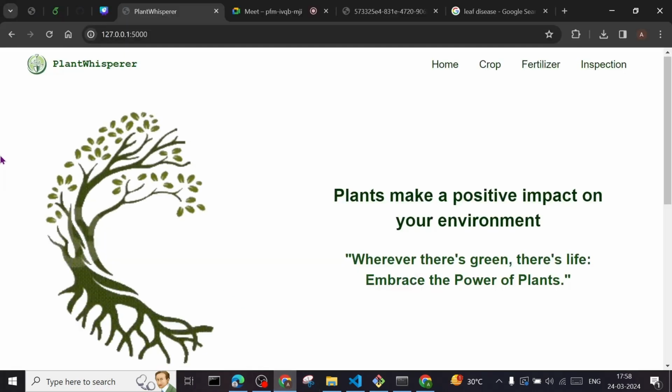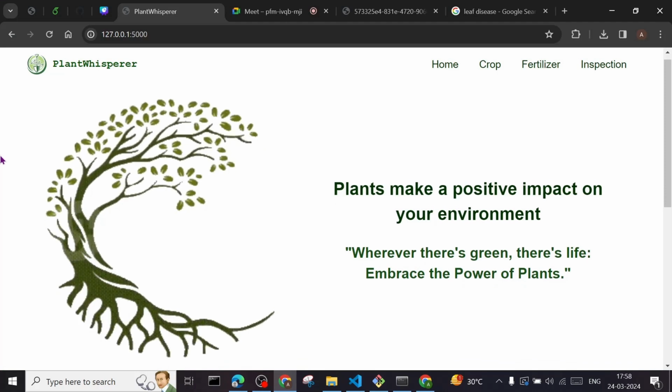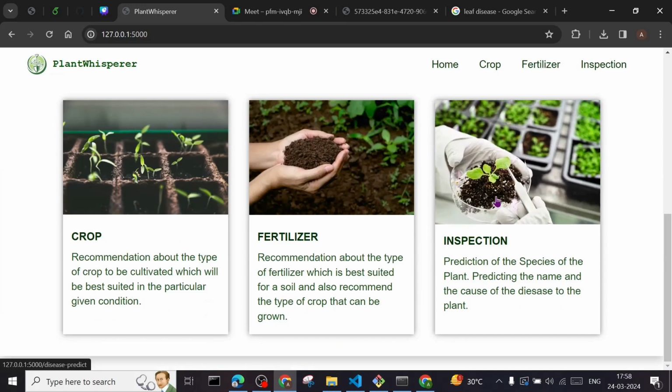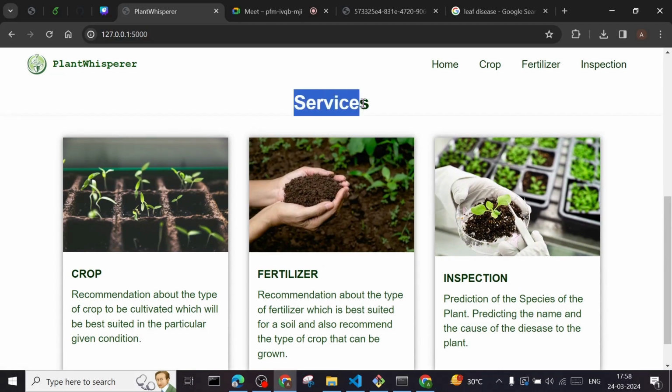So first, this is our home page. When the user comes across our site, they will get access to the various services, that is crop, fertilizer, and inspection. A user can either access the services from the service tab, or they can access the service from the navigation tab.